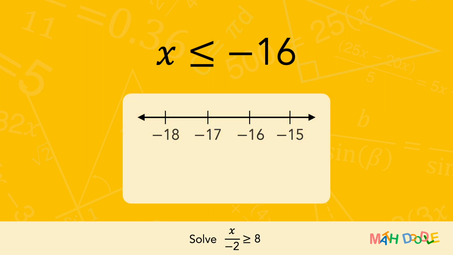To graph this on the number line, let's shade in all the numbers to the left of -16. Then, let's put a bracket at -16 to show that the solution includes -16. Also, this can be written in interval notation. Here, we use the symbol -infinity, since there is no lower end to the solution.